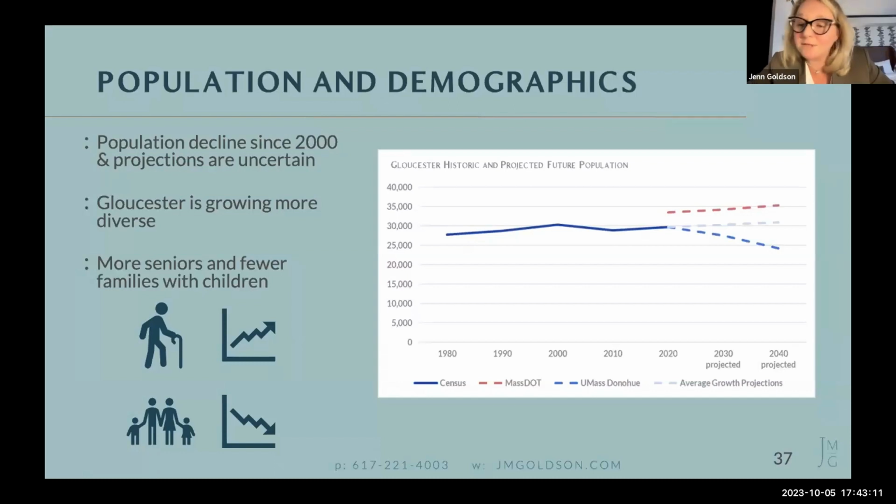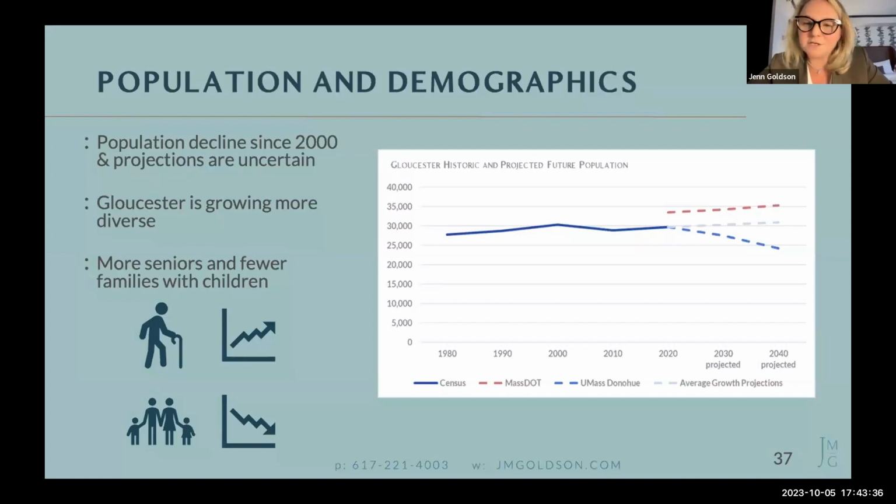No, there's probably lots of reasons for that, and we don't know precisely what it is. It could be the number of housing units that have come online. It could be many different factors. We also know that your household sizes are getting smaller. You have a growing senior population. Most of the people living alone in Gloucester are seniors, and you have fewer families with children.